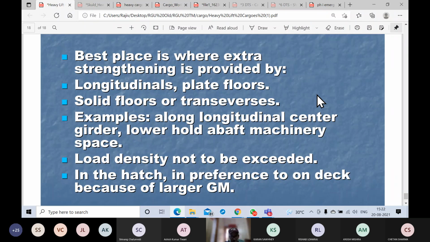Now how will the double bottom be constructed? It will have transverse frames running inside and longitudinal frames, right? In the double bottom, under the tank top. Where the longitudinals and the transverse frames are crossing each other, those are the best places because that will have the maximum strength.